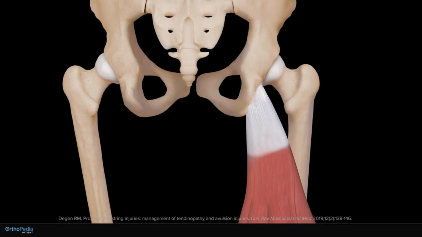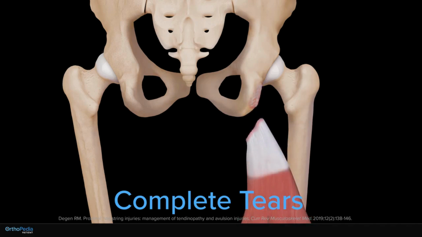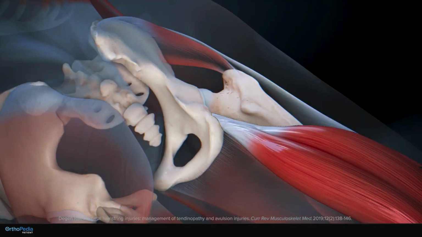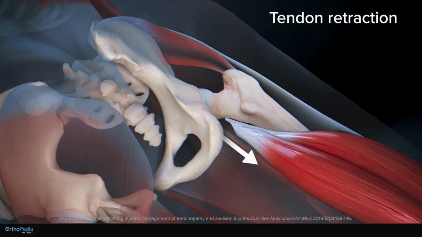This type of injury can also result in a complete tendon tear, where the entire hamstring tendon pulls away from the bone. Depending on the level of injury, this can cause tendon retraction, where the torn tendon moves down the thigh away from the hip.